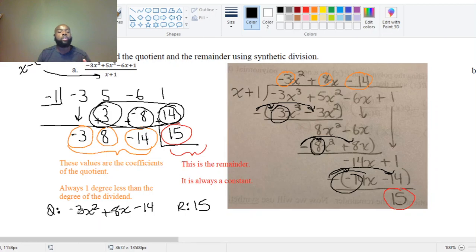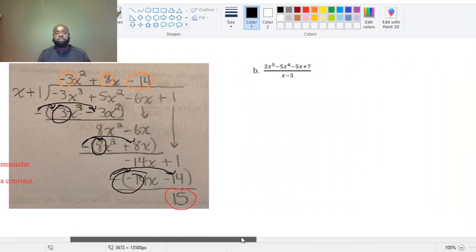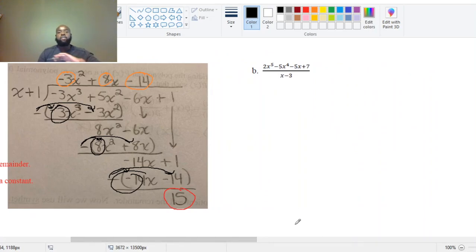We know our quotient is 1 degree less than the dividend. Our remainder is always a constant. And so let's look at part B here. Now notice here, I have everything in descending order, but I don't have x to the third power. So I'm going to add a 0x cubed, and I don't have an x squared. So I'm going to have a 0x squared, right?